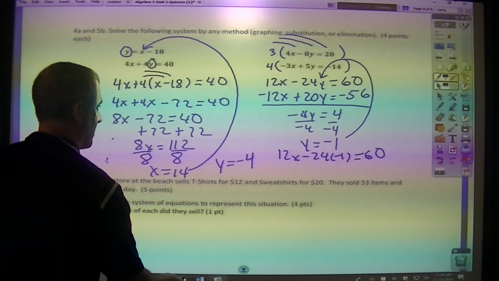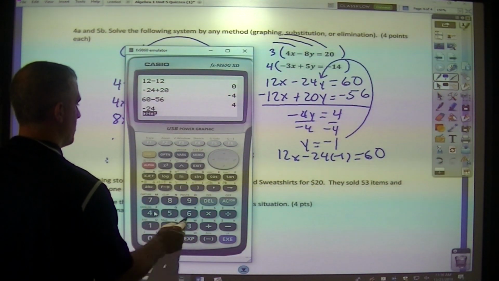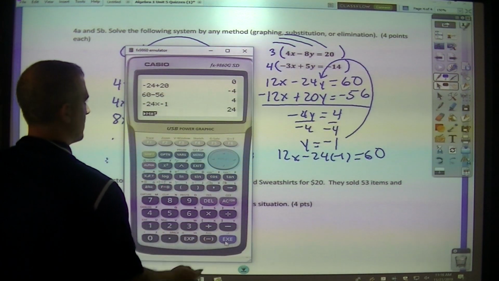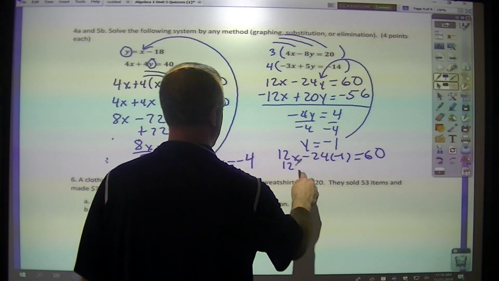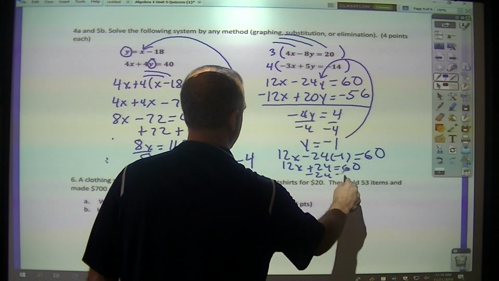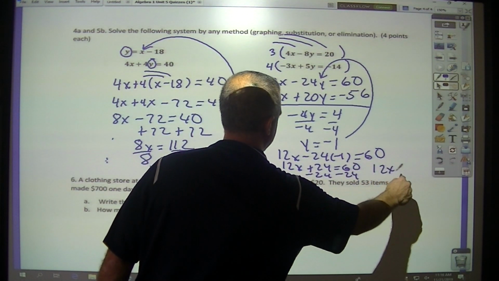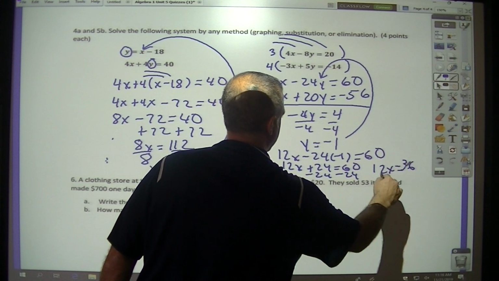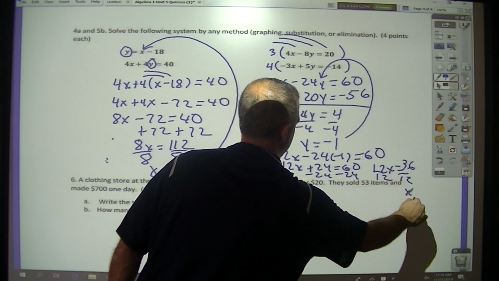What I have to treat that like is two negatives. Negative 24 times negative 1, that would just give me 24. So 12x plus 24 equals 60. I would subtract 24 from both sides, so I got 12x equals 36. And divide by 12, x would be 3.